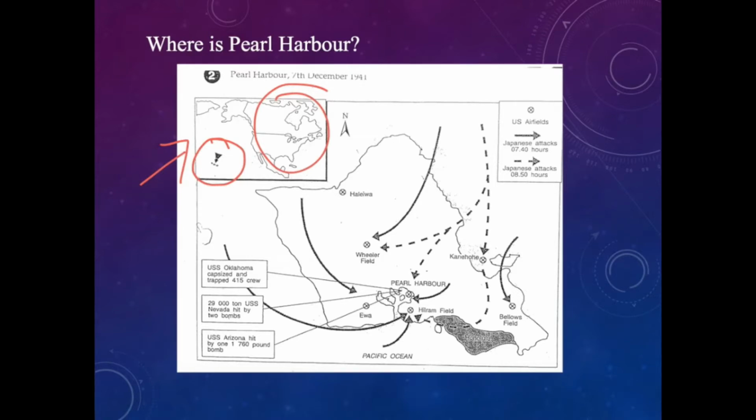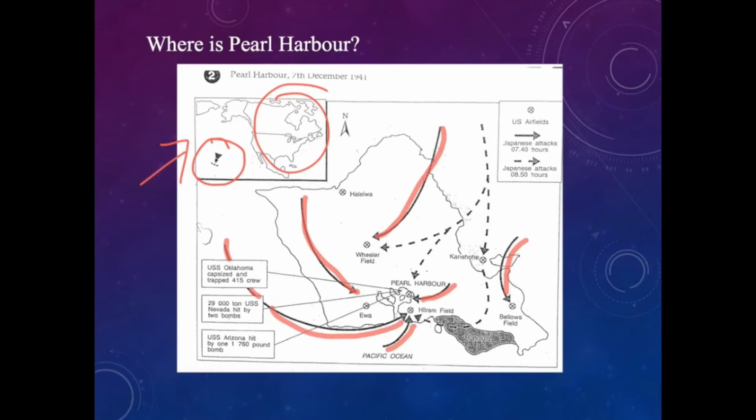Take a highlighter and highlight the solid arrows on the map, like I am doing here. As you can see, these solid arrows indicate the first wave of attacks from Japanese bombers. These attacks came at 7:40 in the morning, and they caught the crews of the naval fleet by surprise.